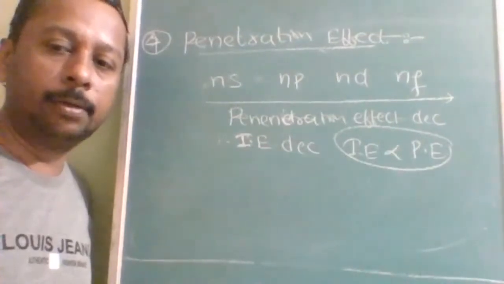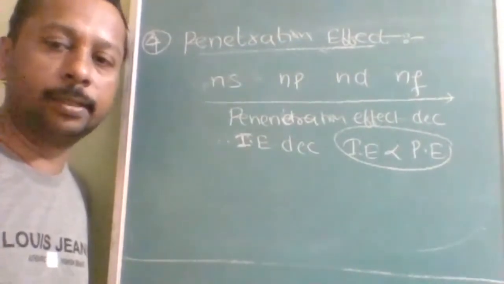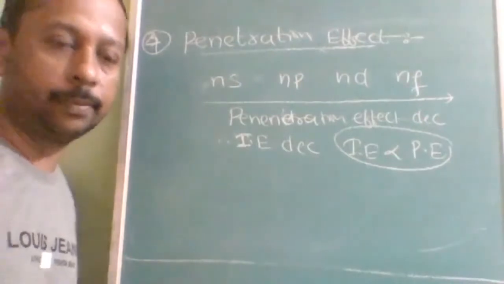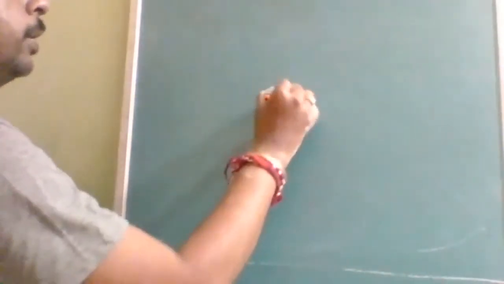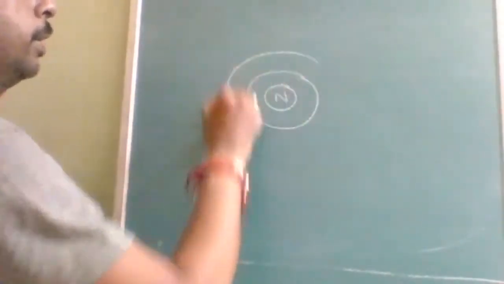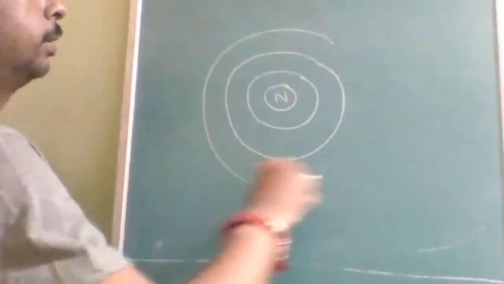Okay. Now let's study about the last effect on ionization energy. What is that? Screening effect. Okay, so that is very difficult to understand unless you are given proper examples. So let us see the nuclear charge. Nucleus, first, second, third.